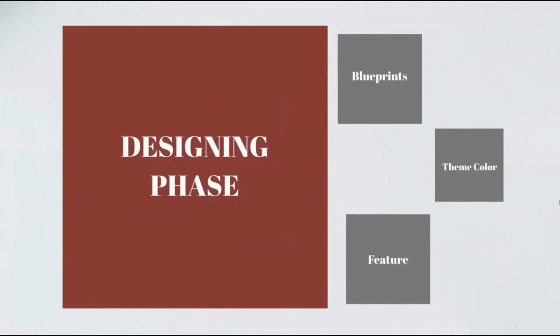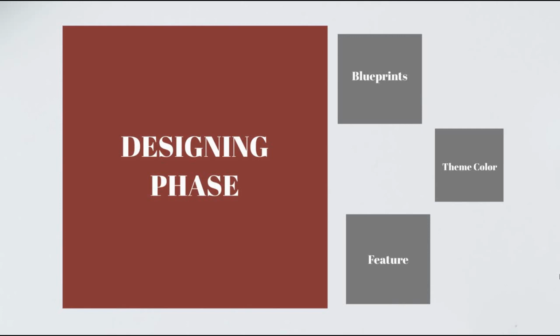Designing phase. This is a major phase when it comes to developing an app, since our goal is to catch the user's attention through a simple and user-friendly design. Designing consists of 3 main parts. First, the blueprints showing the app flow. Second, the theme color of the app. Finally, the third part are the features included in the app.